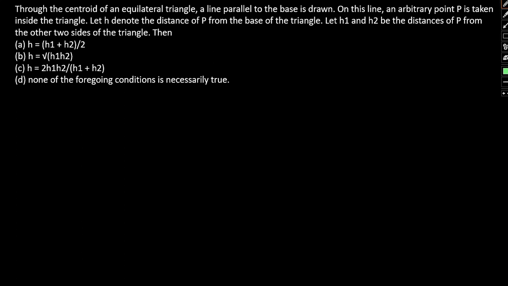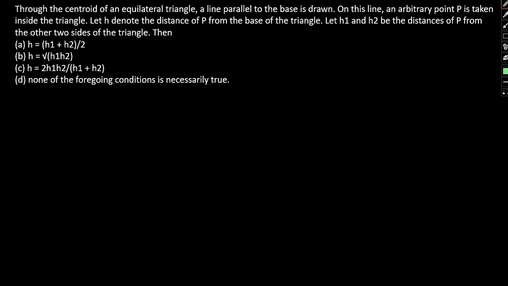Through the center of an equilateral triangle, a line parallel to the base is drawn. On this line, an arbitrary point P is taken inside the triangle. Let H denote the distance of P from the base of the triangle. Let H1 and H2 be the distance of P from the other two sides of the triangle. Then we need to find the relation between H1 and H2.